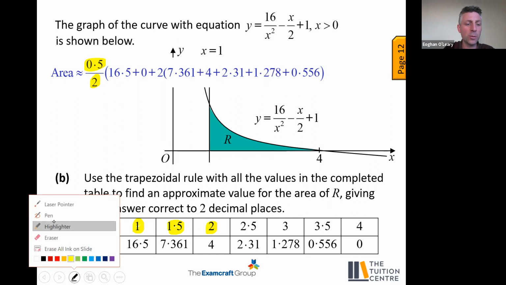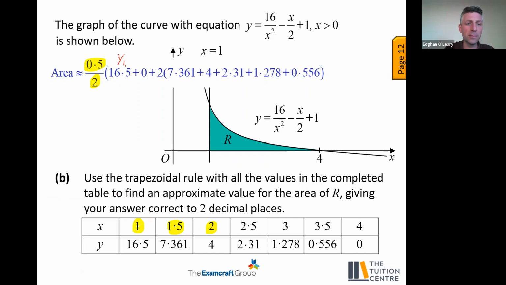y1 is going to be my first height. So this is my y1. yn is my final height. That's my last one. And then it's plus 2 times the sum of the remaining heights. So y2, y3, y4, y5. And of course, this is y6, but y6 is also going to be yn minus 1, my second last height. So y2, y3, y4, y5, y6, but that is yn minus 1.